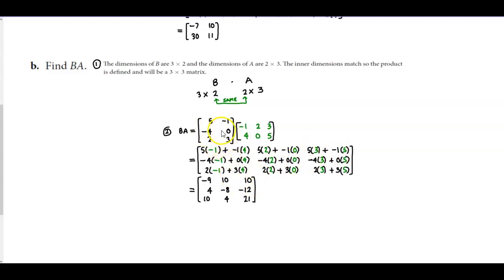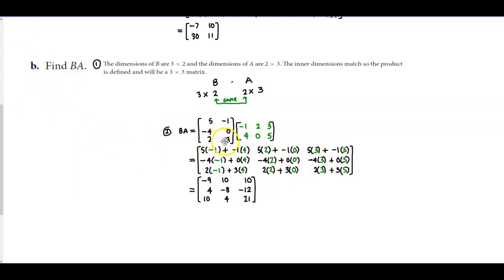Then we're going to take our second row and multiply it by the first column. So we have -4 times -1, which is 4, plus 0 times 4, which is 0. So that gives us 4. We're taking row 2, multiplying it by column 2. So -4 times 2 is -8, and 0 times 0 is 0. So we have -8. And then we're going to take row 2 and multiply it by column 3. So we have -4 times 3, which is -12, and 0 times 5 is 0, so we get -12.